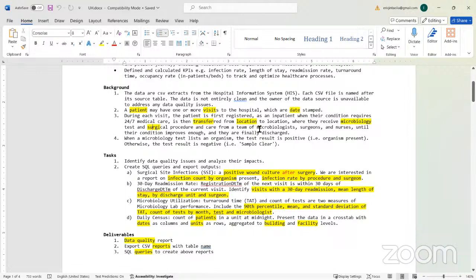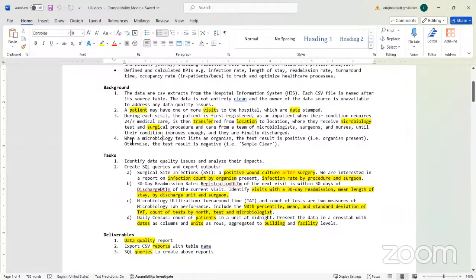So you started to see the actors of this business. So it's basically patients interact with microbiologists, surgeons, and nurses, right? Until their condition improves enough and they are finally discharged from the hospital. I think every one of you would agree with me. This is pretty easy to understand, right?